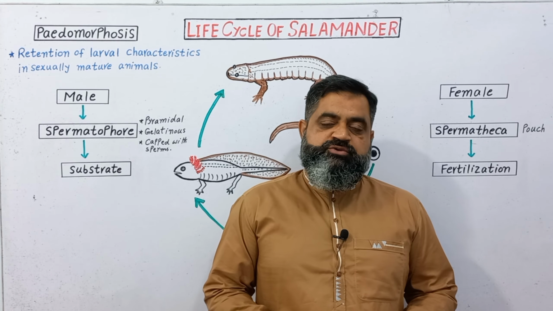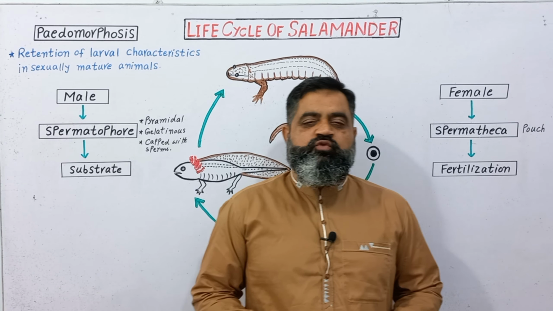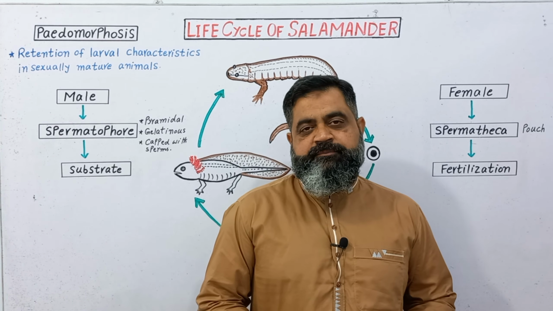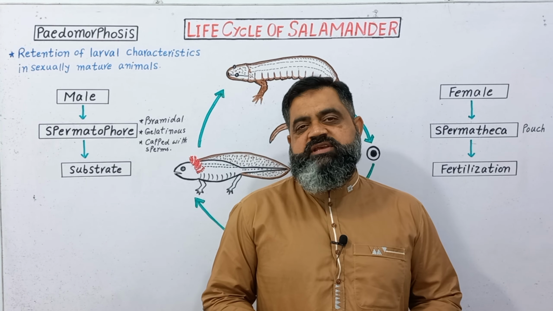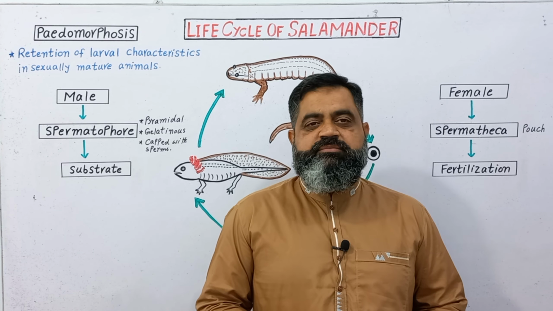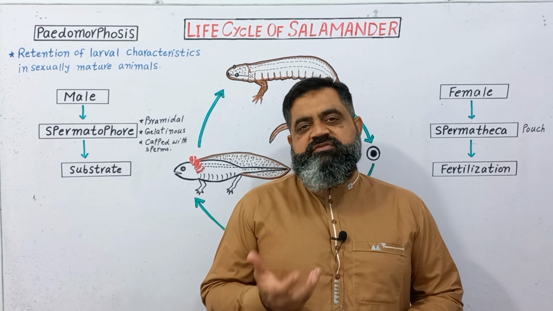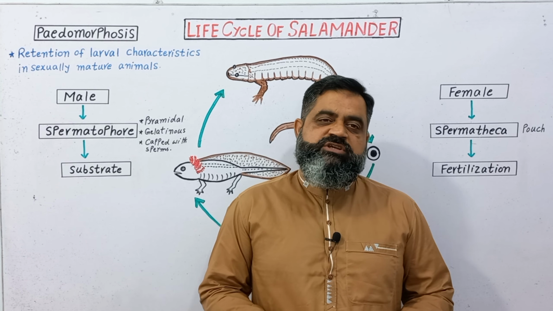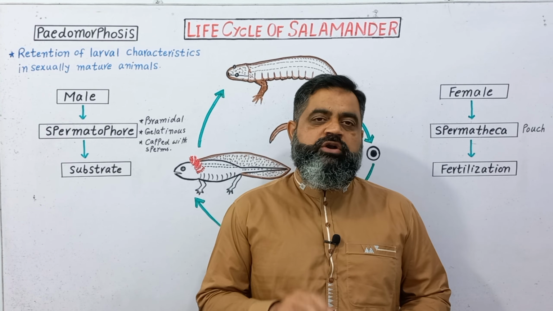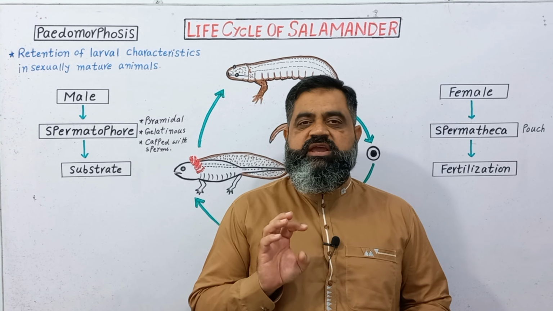Hello to all students. In this video lecture, we are going to discuss the life cycle of salamander. As you know, salamanders are animals which belong to amphibians. Class amphibians are those animals which can live both in water and land, and their order is chordata. It means they have a tail.